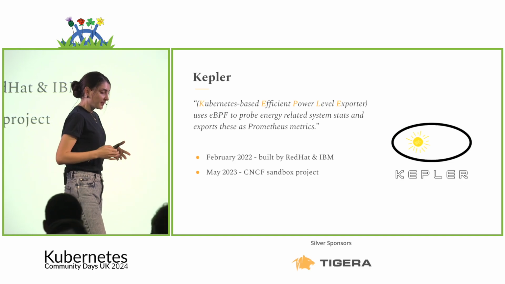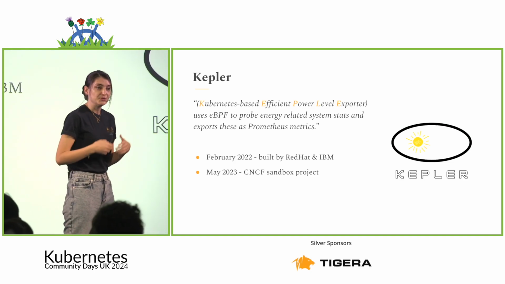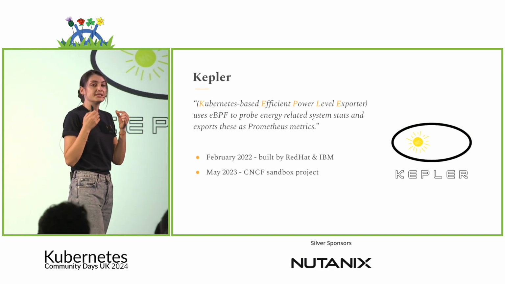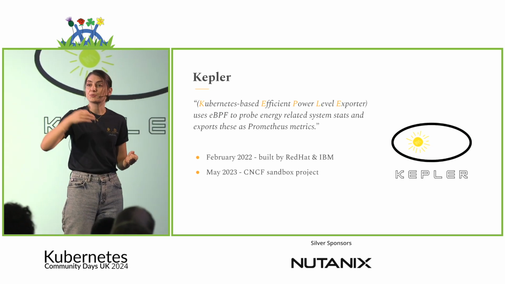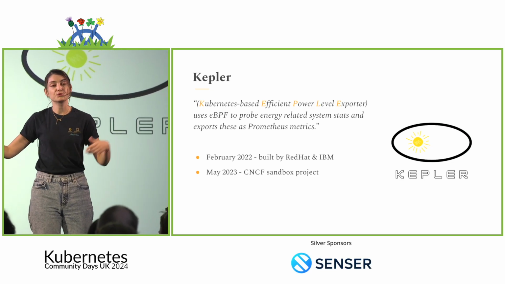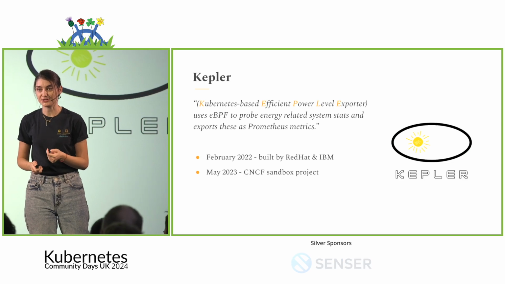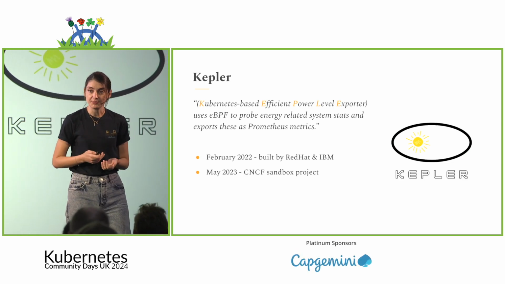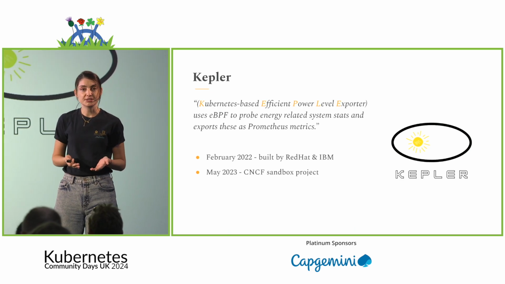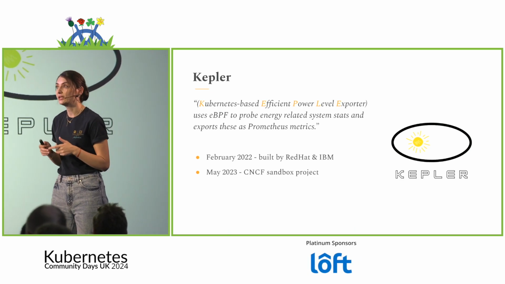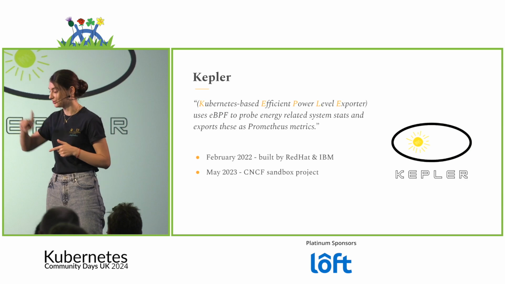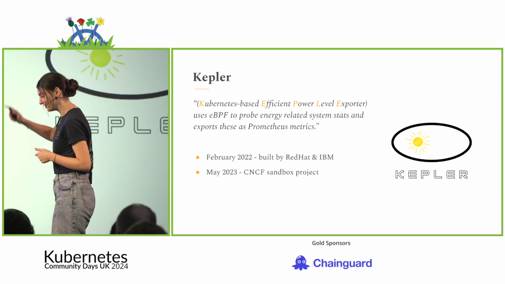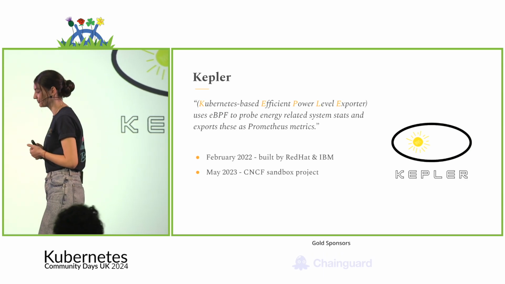Kepler is a Kubernetes-based efficient power level exporter that uses eBPF to probe energy-related stats for your application and export them to Prometheus for data aggregation, from which we'll be able to visualize it with a tool such as Grafana. Now, Kepler was created by Red Hat and IBM in 2022, and it was donated to CNCF as a sandbox project in 2023.